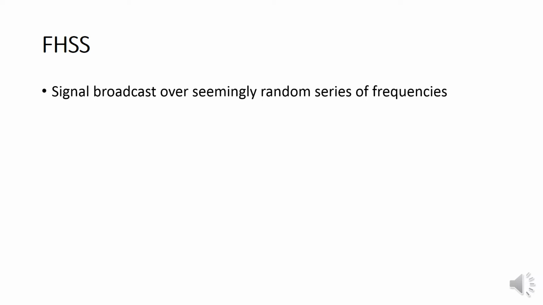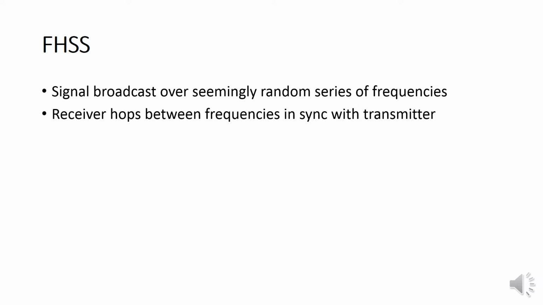First, what is meant by FHSS? In this system, the signal is broadcast over a seemingly random series of frequencies, that is, the frequency hopped spread spectrum communication system. The available channel bandwidth is divided into a large number of contiguous frequency slots. The receiver hops between frequencies in synchronization with the transmitter. So in any signaling interval, the transmitted signal occupies one or more of the available frequency slots.